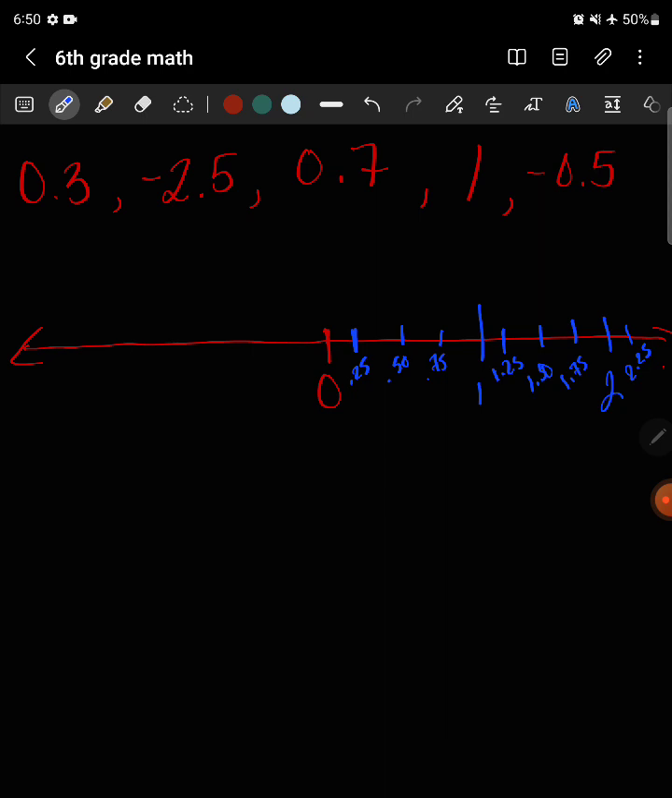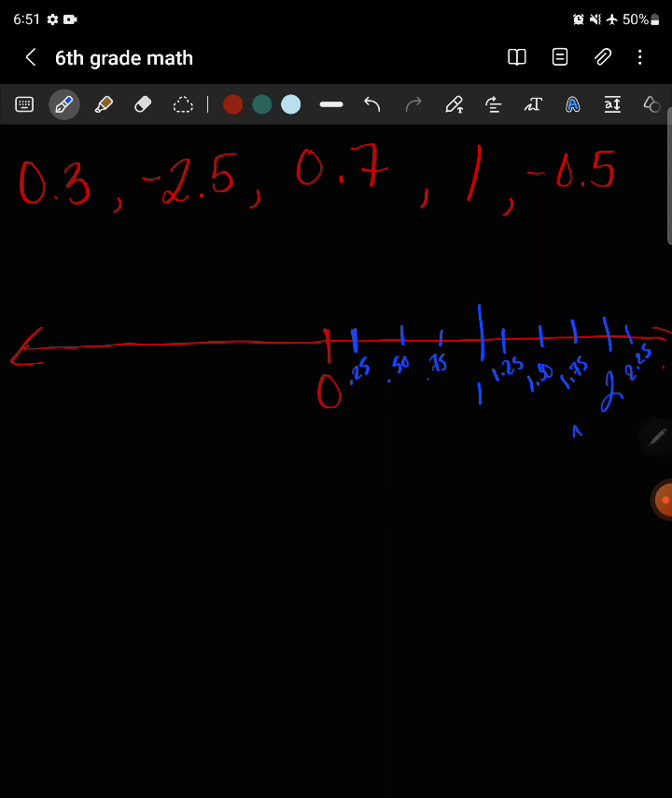So what I did there is I counted by 25 hundredths. And that's just like counting by quarters in money. So I have 25, 50, 75, 1, because that made it one whole dollar. Then I have $1.25, $1.50, $1.75, and I got $2.